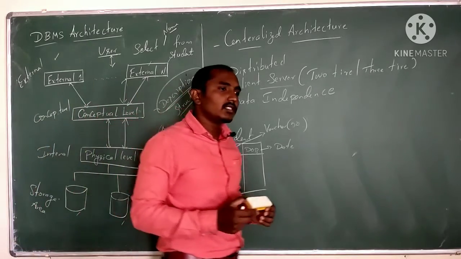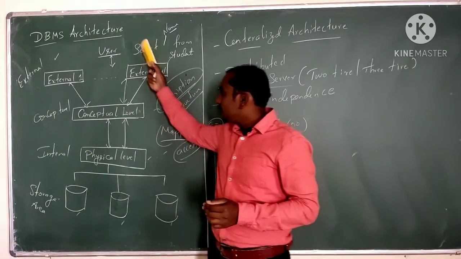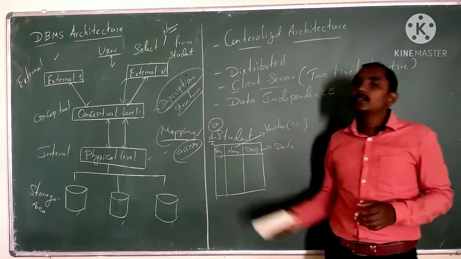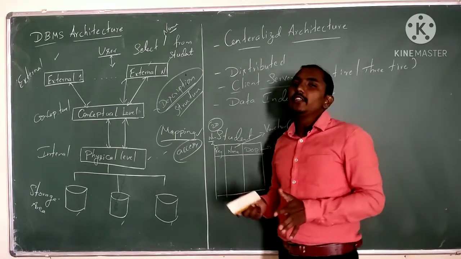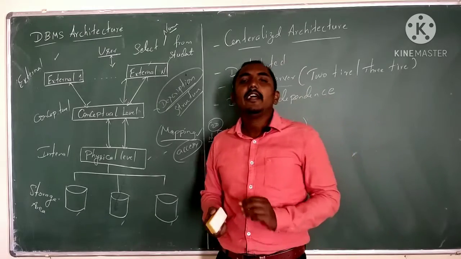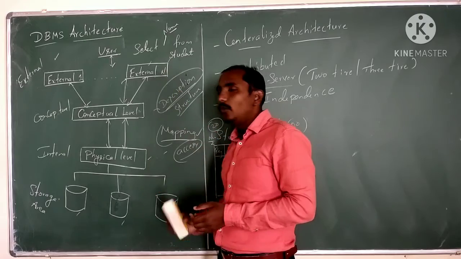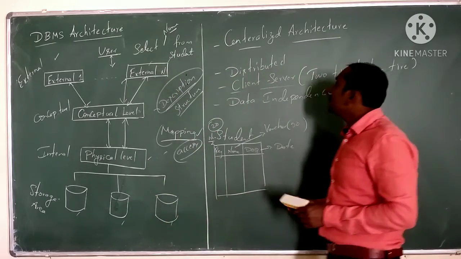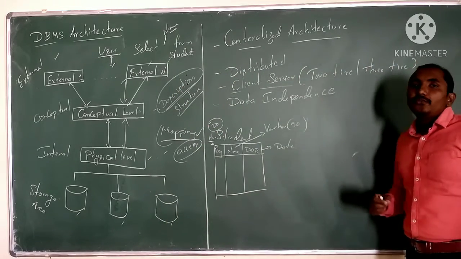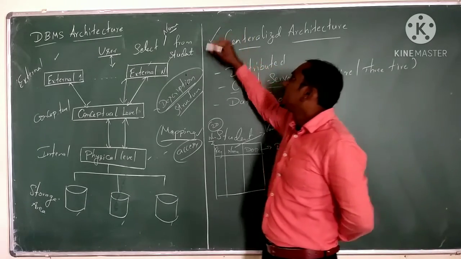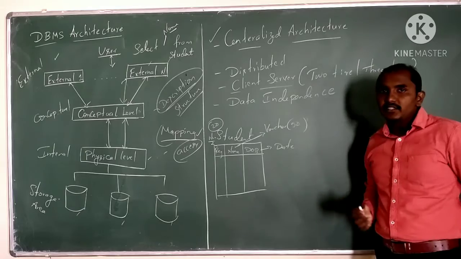Now, this architecture will apply only when you have a single system and you are going to use the software on that particular system only. Coming to the other types of architectures, we have one called centralized architecture.